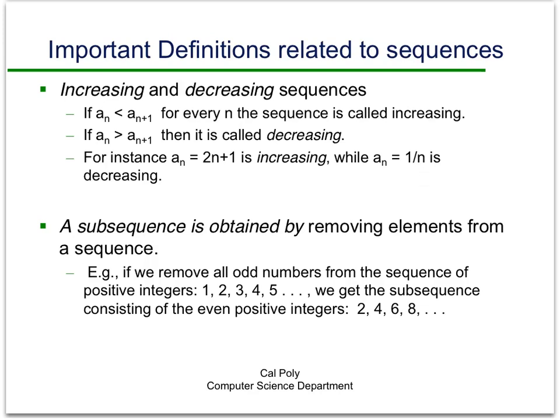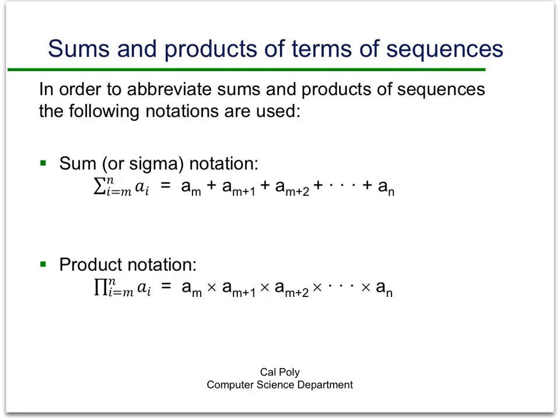The next important concept is that of a subsequence. Sometimes we only want to look at part of a sequence, and you obtain a subsequence by removing elements from a sequence. For instance, if we had the sequence of all the positive integers and we remove all the odd numbers from it, then we get a subsequence of the positive integers that looks like 2, 4, 6, and 8. We'll see lots of examples of this later in the course.